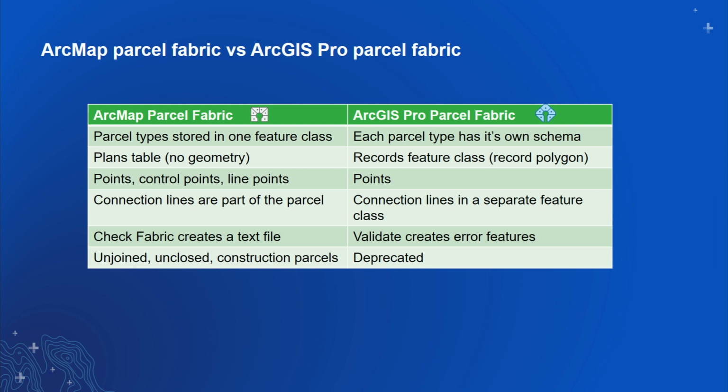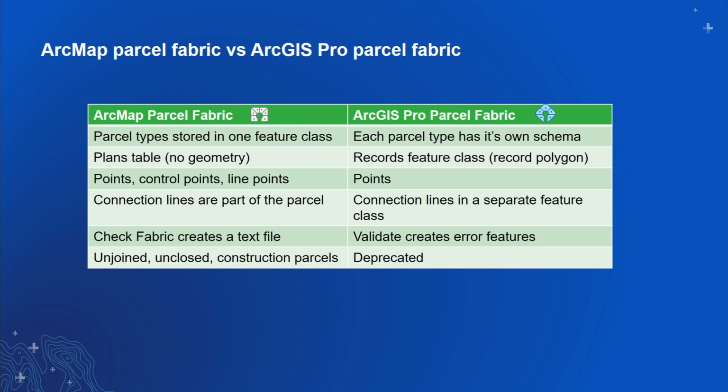So for those of us in ArcMap, how is it different? In ArcMap, as you know, all the parcels are stored in one feature class. We now have separate schema for parcel types, which will make handling of your map and display so much easier. We had a plans table, but now we have a records feature class. We now have record geometry, the record footprint. In ArcMap, points, control points, and line points were each their separate feature class. We now have points and control points in one feature class.